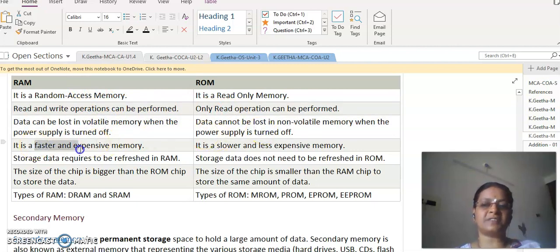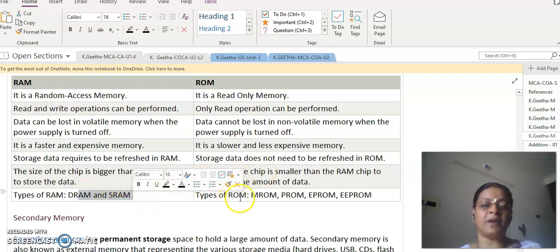And of course RAM is faster and expensive, whereas ROM is the reverse of that, slower and also less expensive. Because RAM is going to lose the content, it needs to be refreshed after every few minutes or seconds, whereas the data stored in ROM is static and need not be refreshed every time. And the size of the ROM chip is bigger compared to the RAM for the same storage capacity. There are two types of RAM, namely DRAM and SRAM, whereas ROM has many classifications based on the technology adopted for programming it and for erasing it.